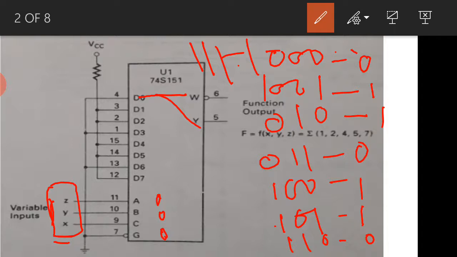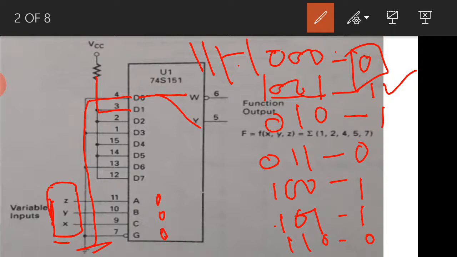What is the expectation? 0. So the D0 bit is connected to ground. If the select lines are 0 0 1, what is the expectation? 1. So that first bit is connected to VCC through a resistor.